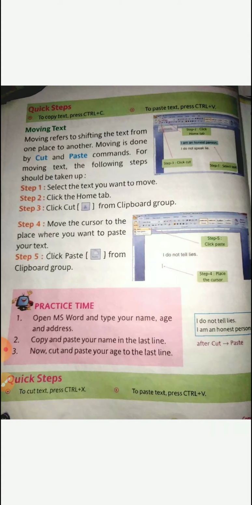Step 4. Move the cursor to the place where you want to place your text. Where you want to paste it, you have to move the cursor at that side. Then click paste from the clipboard group. Then you have to paste it. Okay, students? So in this way, you can move your text. And I request you again and again, please follow the pictures of your book. It will be helpful for you.